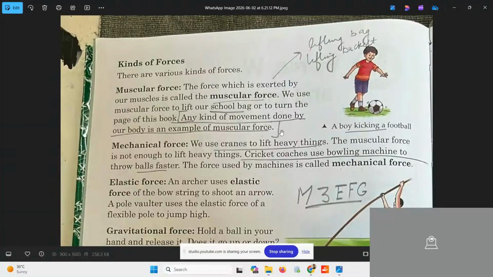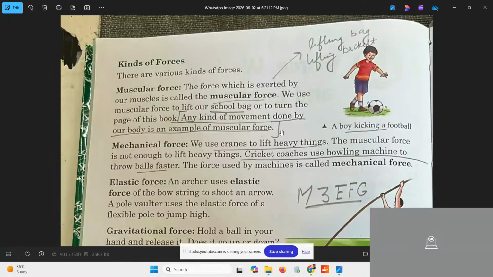I always tell you, whenever you are studying, always think like a teacher. What kind of question can the teacher ask you? She will give you an example: a boy kicking a football, what kind of force is applied? Very simple, muscular type. Now the second kind of force question.